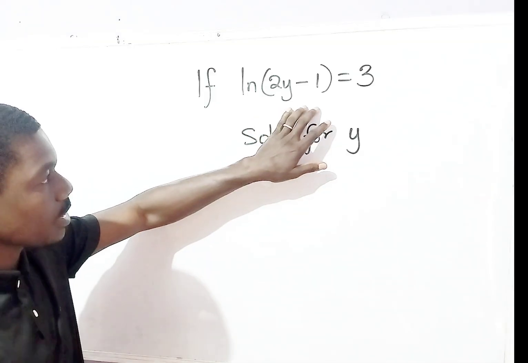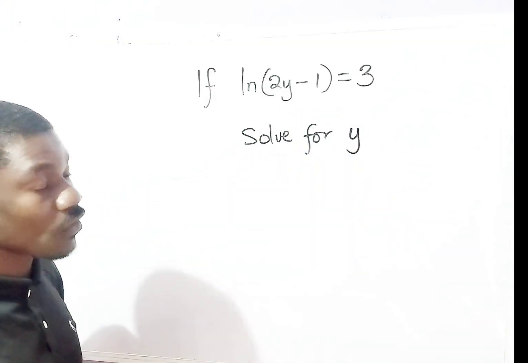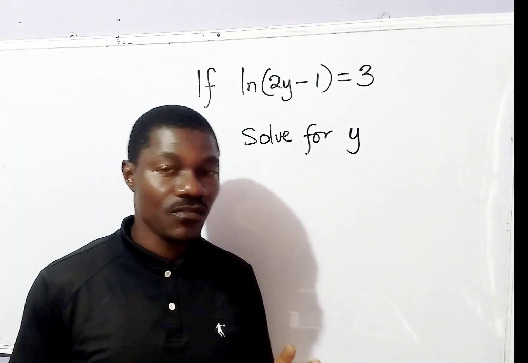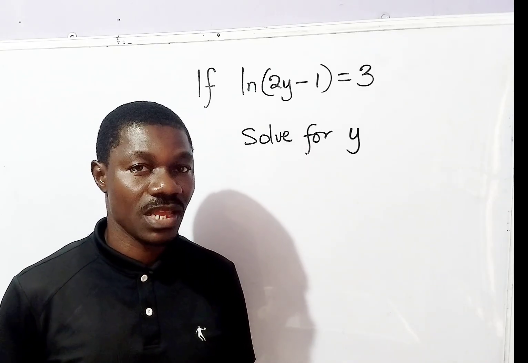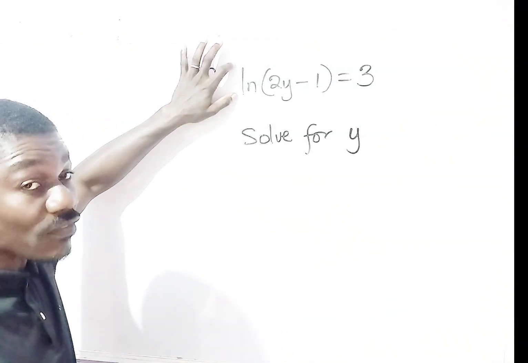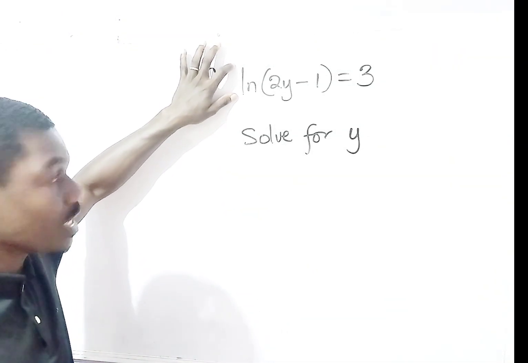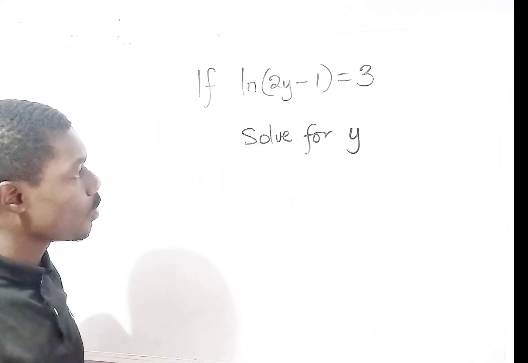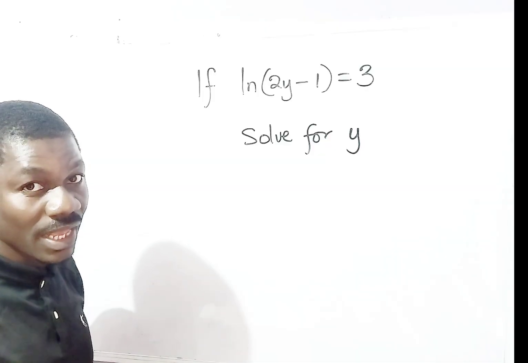Now let us look at this question on the board, and it says that if ln(2y - 1) = 3, solve for y. Now whenever you see questions like this, the first thing is to look at the ln and find a way to clear the ln from the equation. Okay, now the question is, how do we clear ln?